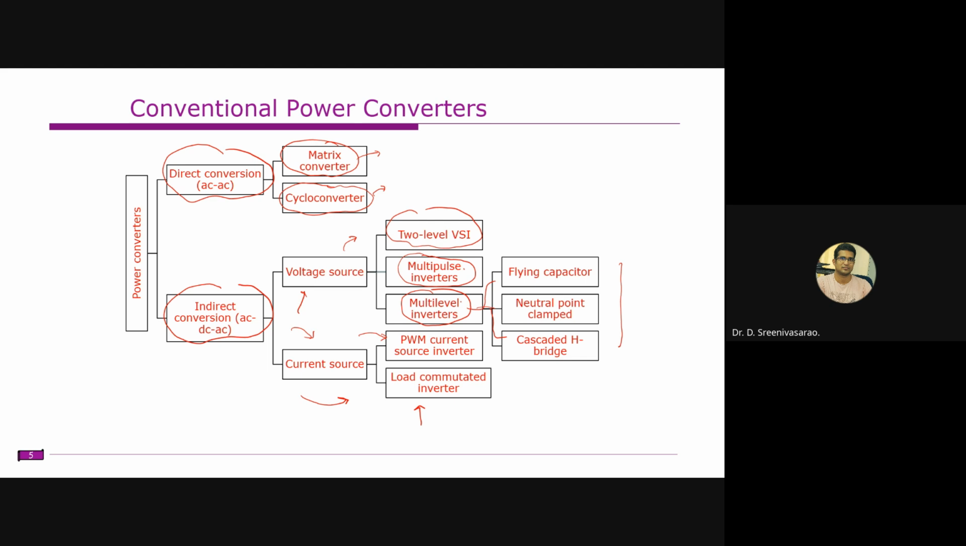Every time they will develop some new converter topology. So we'll discuss that in a later point in this section.